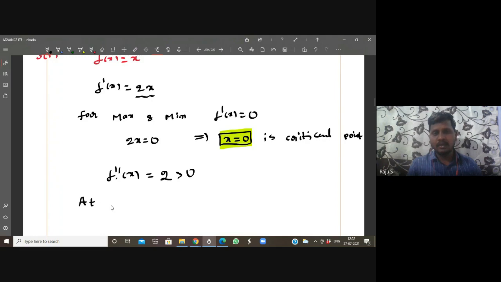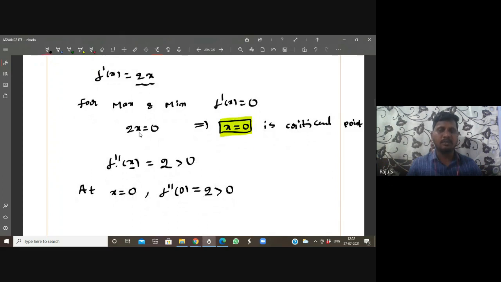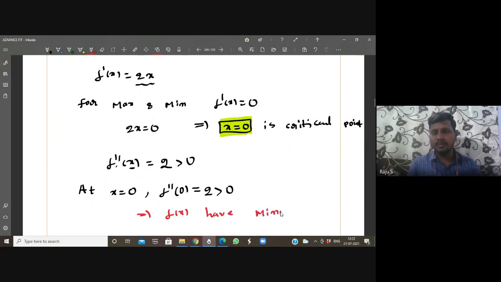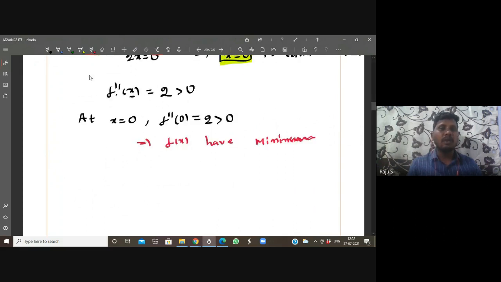Even at the critical point, at x is equal to 0 also, f double dash of 0 value is what? Right, 2. 2 is clearly greater than 0. When the second derivative is greater than 0, which implies what about the function? Which implies f of x has a maximum value or minimum value? Yeah, minimum. So what is that minimum value?